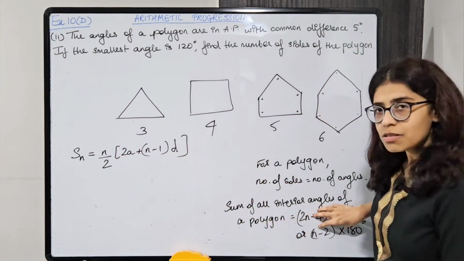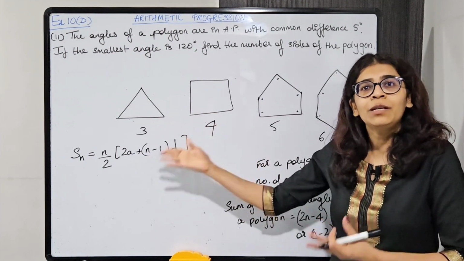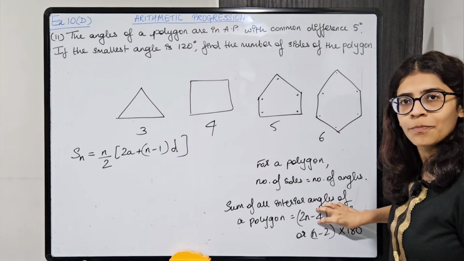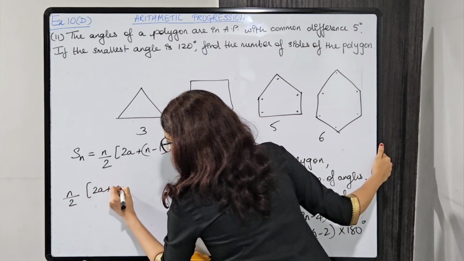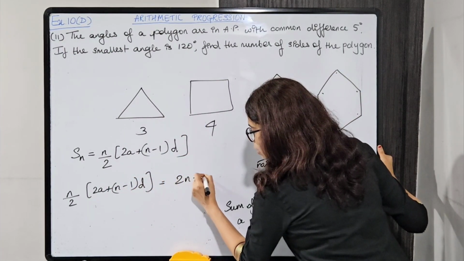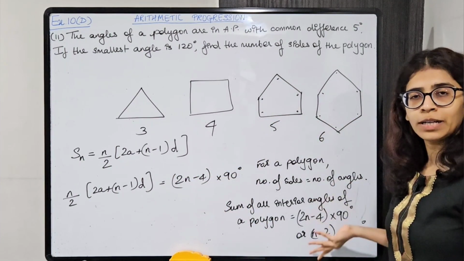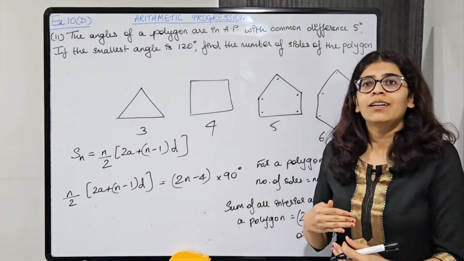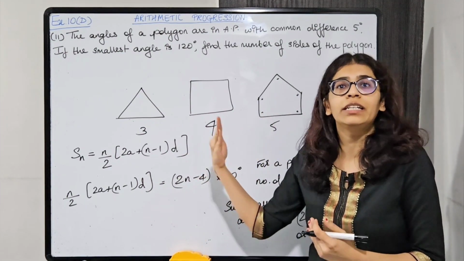It is also equal to this, so I can say both are equal. Whichever formula I use, I should get the same sum, right? So the answer I get here will be the same as the answer here. So I can say n by 2 into 2a plus n minus 1 d is equal to 2n minus 4 into 90 or n minus 2 into 180. Solving this, I will find out how many sides or how many angles the polygon has.